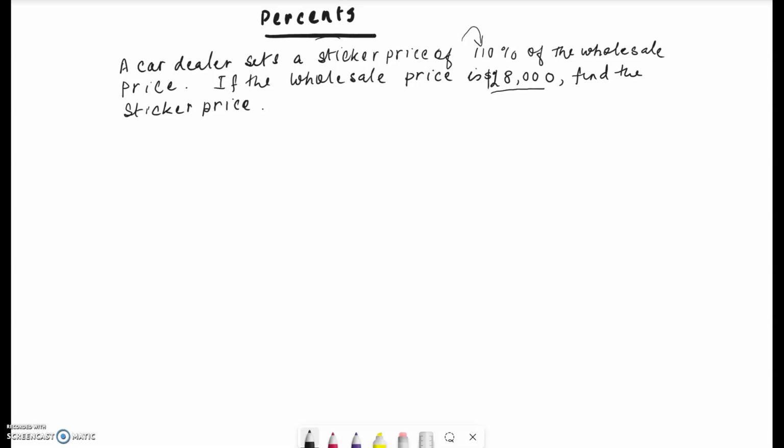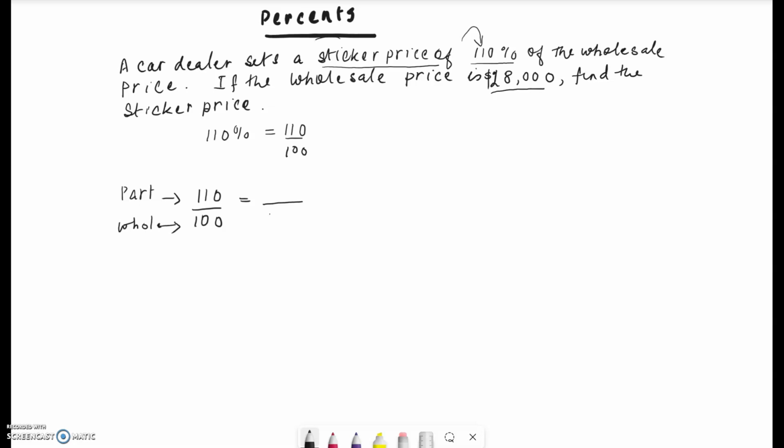It says find the sticker price. Sticker price is the marked up price. So 110% is the same as 110 over 100. So 110 over 100. So this is the whole and this is the part. And the part is greater than the whole because it is marked up.